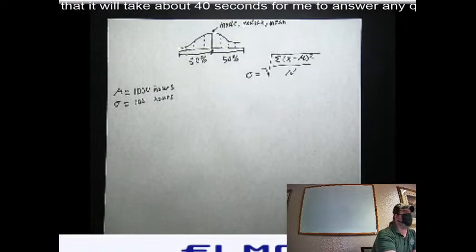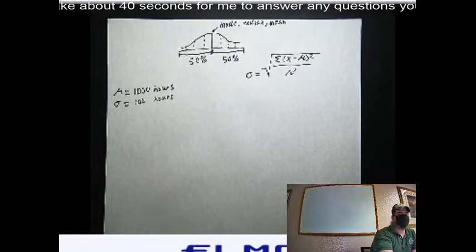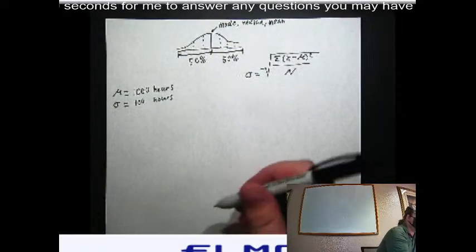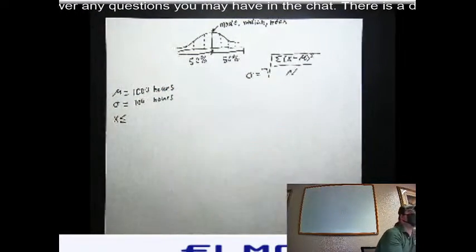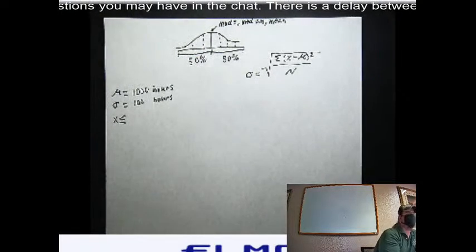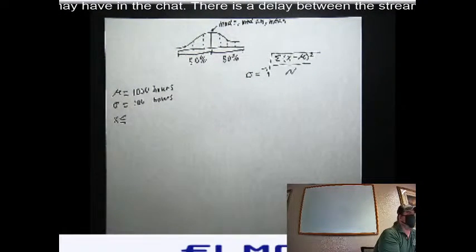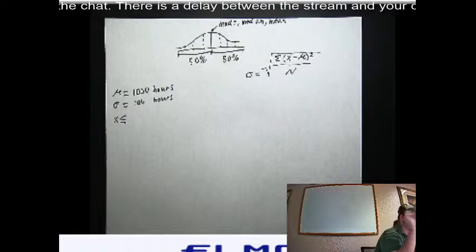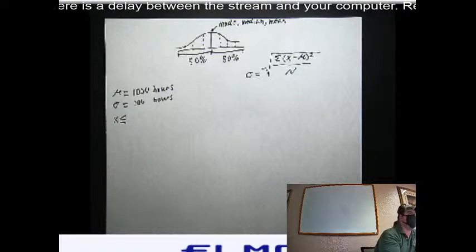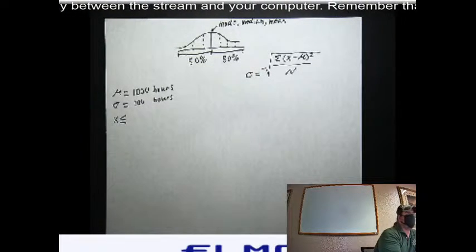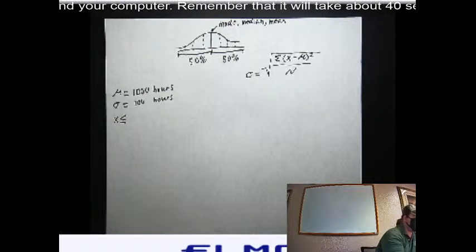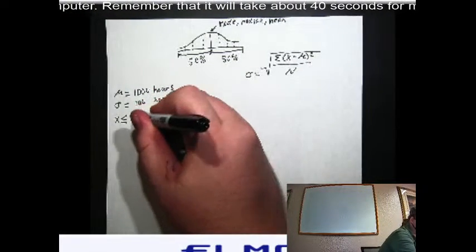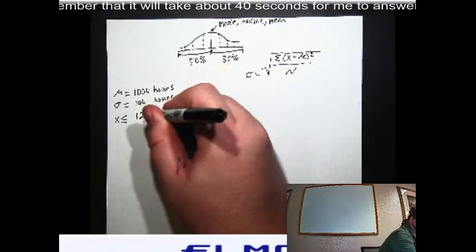But let's take it a step further. Maybe we want to know what is the probability of a light bulb, just a single light bulb we chose at random off the assembly line, what is the probability that that light bulb would be a light bulb that lasts at least 1,200 hours?